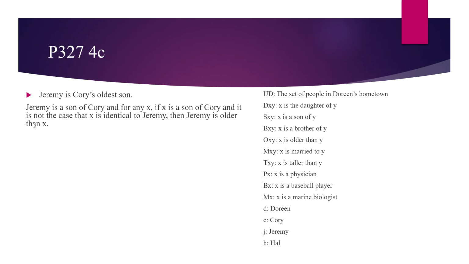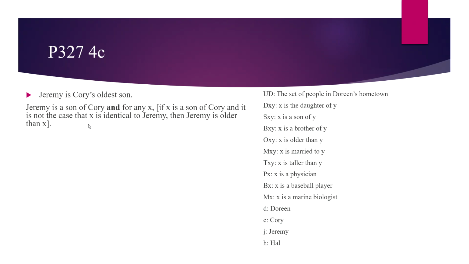So to say Jeremy is older than any other son of Corey, we have to say for any x, if x is a son of Corey and it's not the case that x is identical to Jeremy, then Jeremy is older than x. And we have this, it's not the case that x is identical to Jeremy, to specify we are talking about other sons. Again, because if we excluded this, if we just said, if x is a son of Corey, then Jeremy is older than x, we'd have to be saying Jeremy is older than himself.